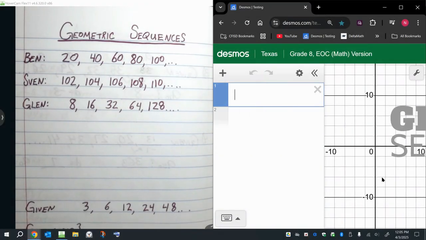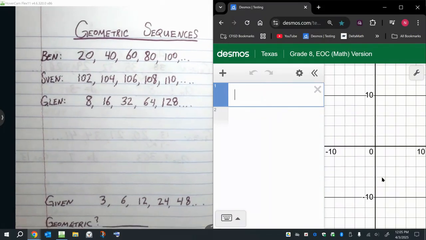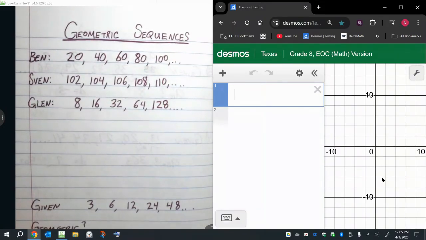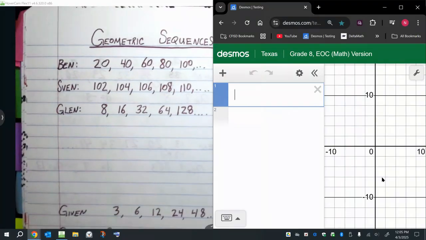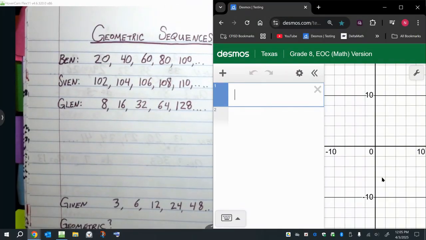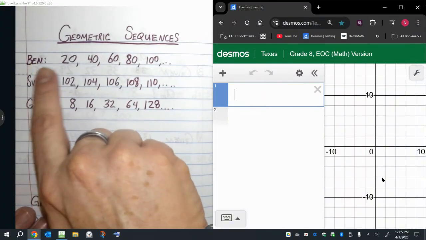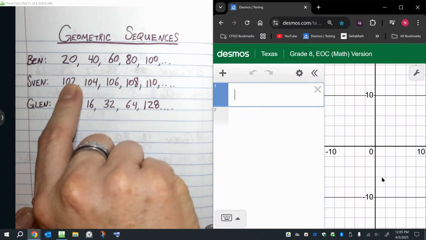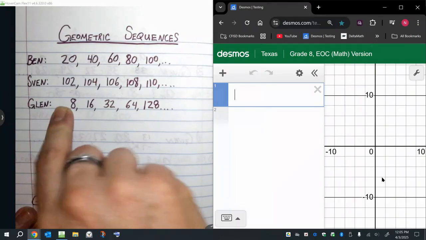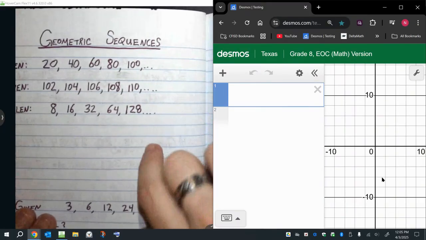Today's edition, we are finding a geometric sequence, okay? Geometric sequence, what is that? Well, we're just going to look and determine another way that sequences can count for us. So, taking a look here, we got Ben, he's got a sequence, Sven, he's got a sequence, and Glenn, he's got a sequence.